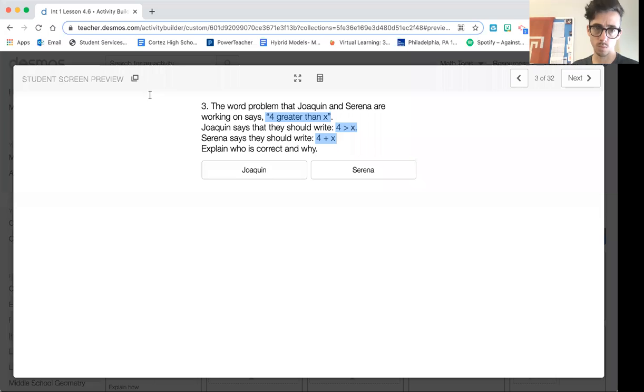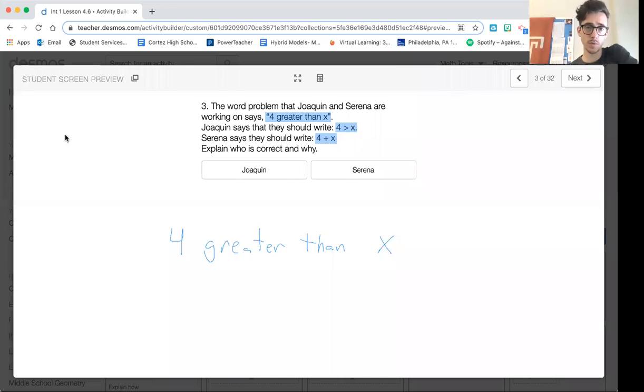Well, again, the wording is a big deal here. So let's just rewrite this: 4 greater than x. What do you think? Who's right? Well, we might have to dive a little bit further into this. So over here, let's write this 4, and this will be Joaquin's interpretation. Let's look deeper. This is saying that 4 is greater than x.